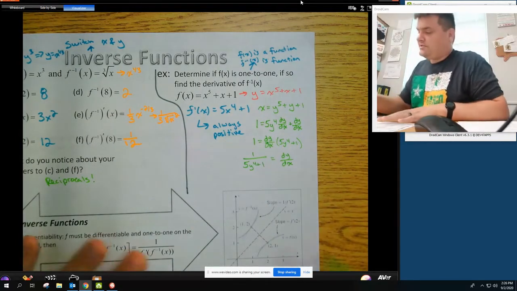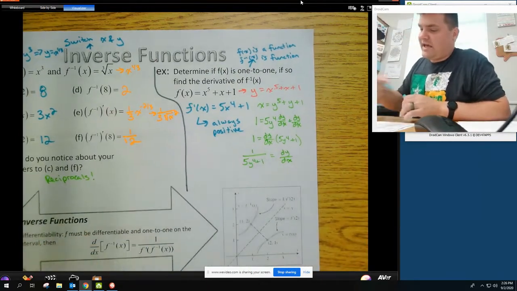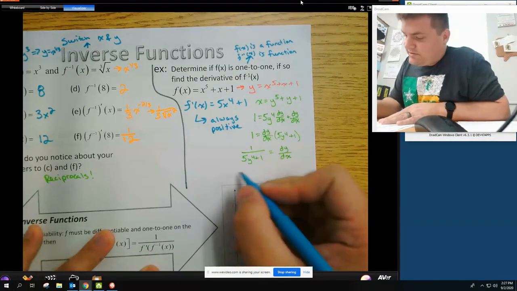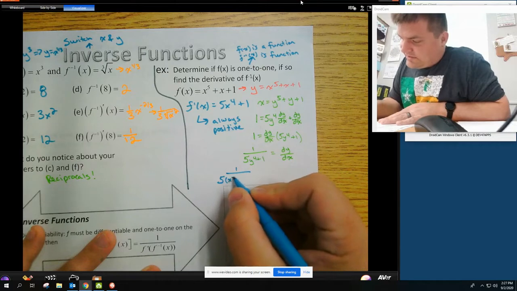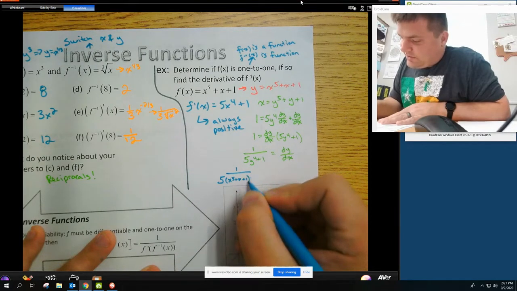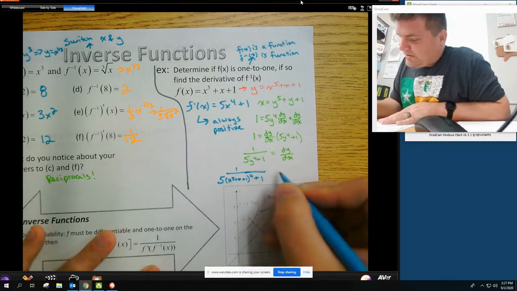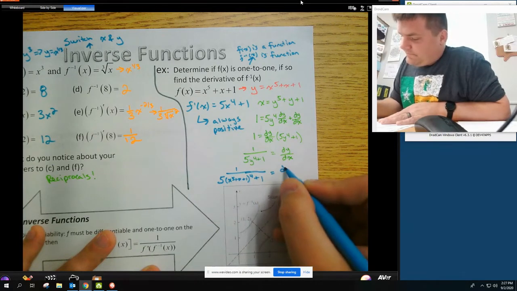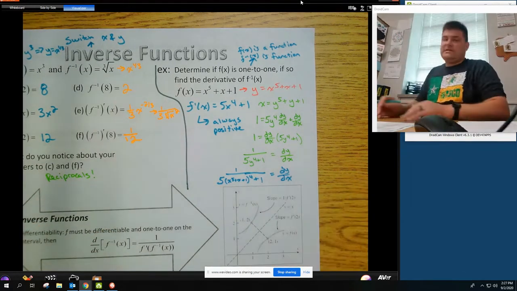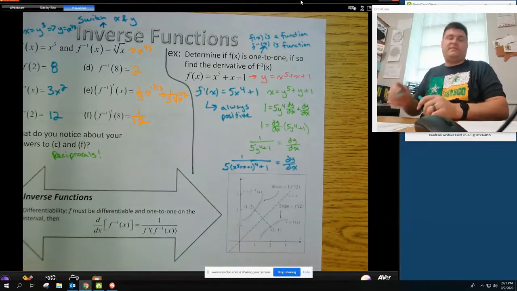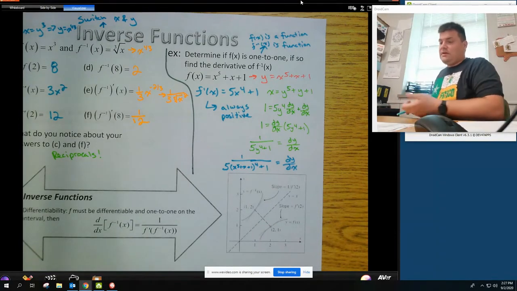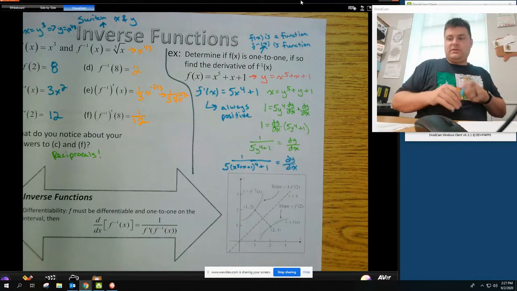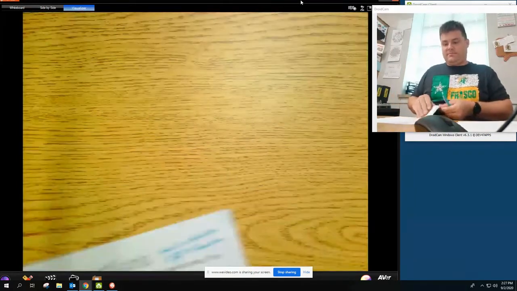Okay. You can also plug y back in from here to make this 1 over 5 times (x to the fifth plus x plus 1) all to the fourth, plus 1. And that's going to give you the derivative of the inverse. So there are easier ways. Usually it's easier if we're given more information. So let's go ahead and do that right now.